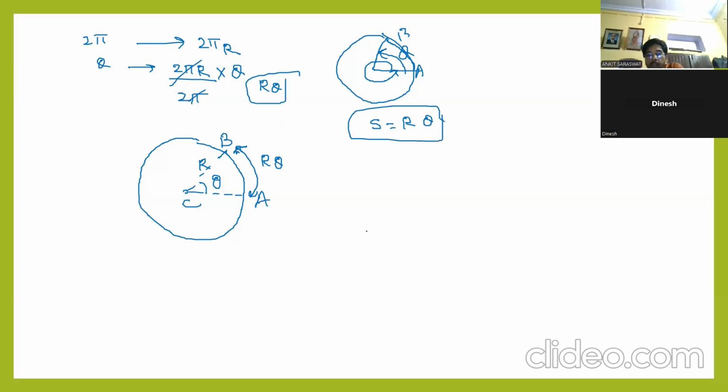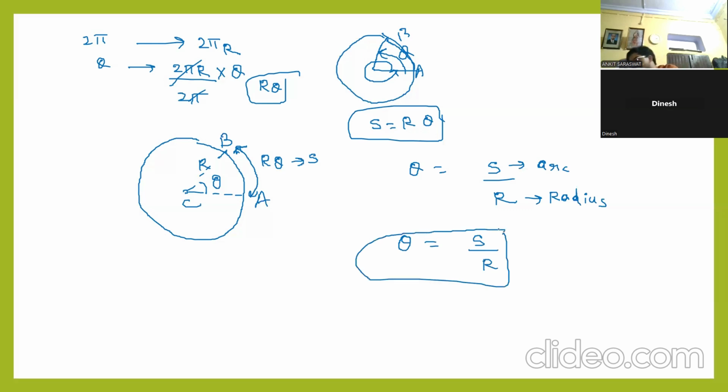Clear? Then if you look carefully, theta is S by r. This is S. What is S? It is arc length, arc by radius. You have learned this, I think. What is theta? Theta is angular displacement, sorry, angular displacement. Clear? Is it clear, Dinesh?